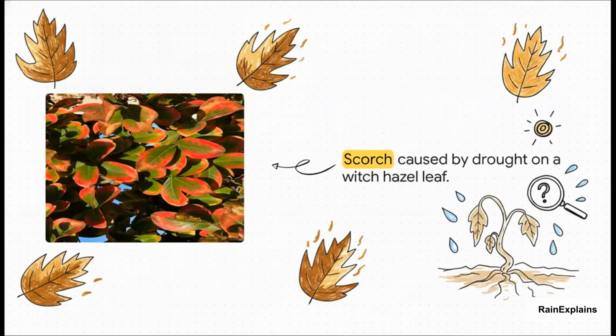Now, check this out. We're looking at scorch, that yellowing, browning, and basically death of tissue from the margin inward on this witch hazel leaf. This is a textbook sign of abiotic drought stress. The environment is pulling water from the leaves way faster than the roots can ever replace it. Though it's easily mistaken for a fungal infection, this is purely an environmental reaction. The edges literally dry out and die because the plant is desperately trying to conserve water.